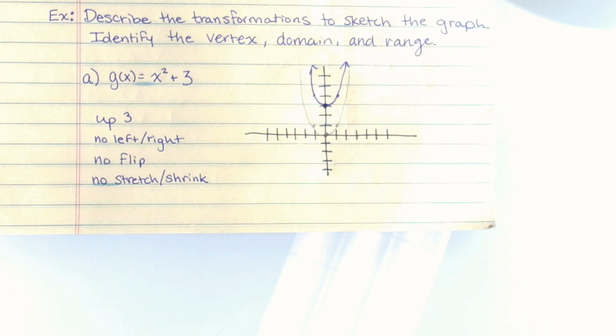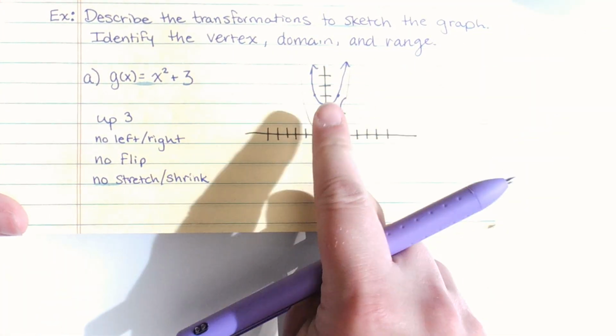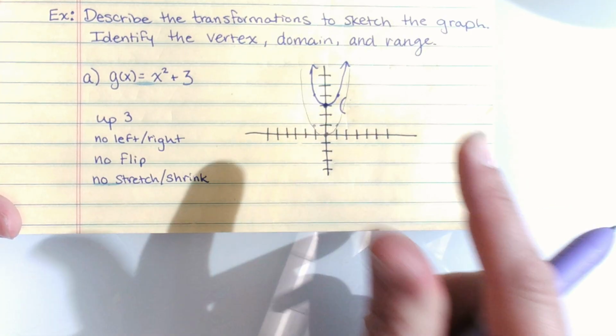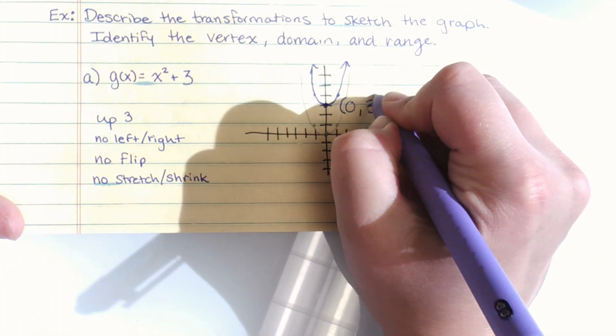Have we finished the problem? No. It wants to know where the vertex is, the domain and range. What the heck is a vertex? It's the bottom that changes the U. In this case, it's the bottom part of the U. It's the part where it changes directions. Vertex, by definition, is the highest or lowest point. What are the coordinates of that point? 0, 3. Ta-da, you've identified the vertex.